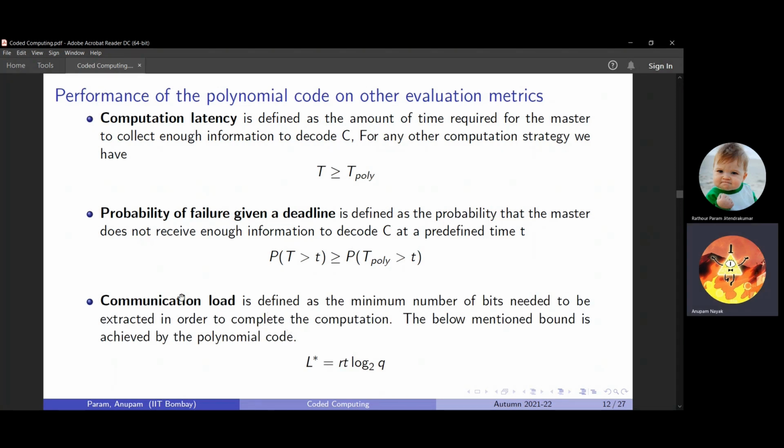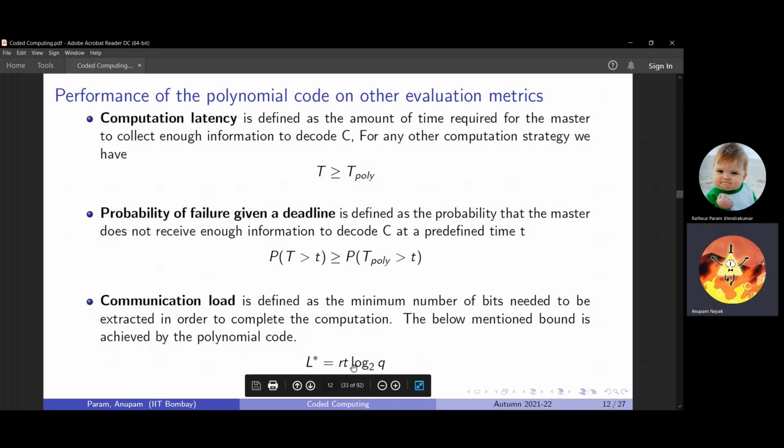Similarly, another metric is called communication load, which is defined as the minimum number of bits needed to be extracted in order to complete the computation, or the successful recovery, of the product matrix C. Which is upper bounded by this thing.